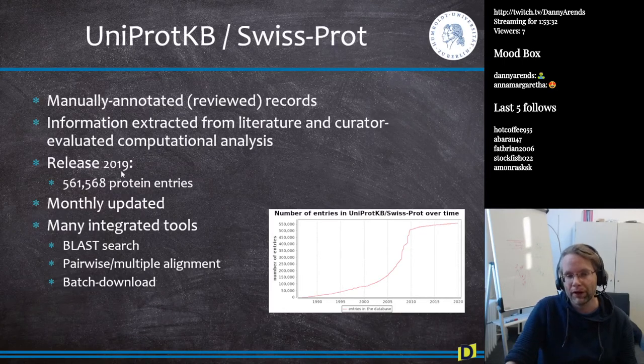When I looked at the database last time in 2019, there were around 560,000 proteins in this database, which is not a lot, right? Because we know that a human has 20,000 genes. Every gene produces around 5 different proteins. That would mean that a standard human has somewhere between 100,000 to 200,000 proteins. But of course, there are many different species. So having 600,000 protein entries is kind of like having the whole human proteome for 5 different species.